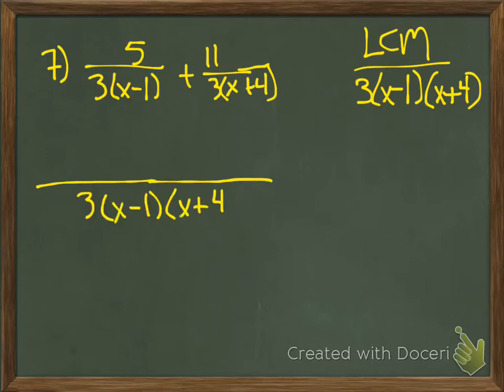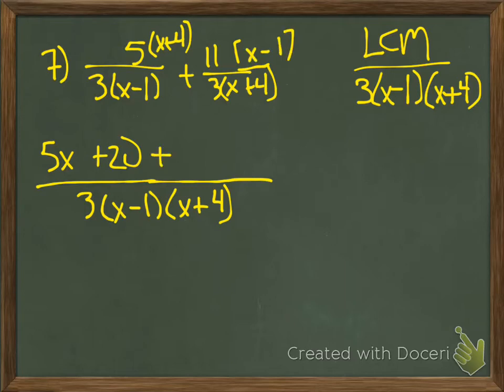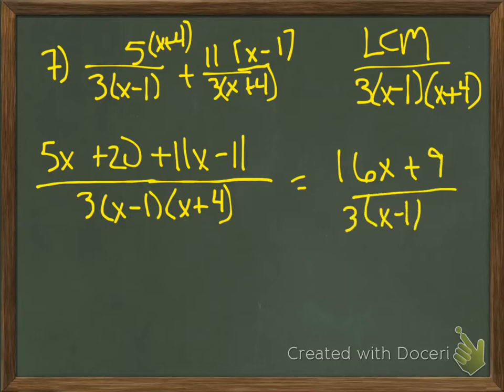To work with this, what is missing from the left fraction that I can multiply it by? I'm missing the x plus 4, so I'm going to multiply by x plus 4. 5 times x is 5x, 5 times 4 is 20. What's missing from the second one? The x minus 1, so I'm going to say 11x minus 11. Combine my like terms. 5 plus 11 is 16. 20 minus 11 is 9. And notice I'm not messing with the denominator once I did the multiplication part. And that's your answer. That's the way I expect to see the answer. I want them factored because there's an important reason for that.